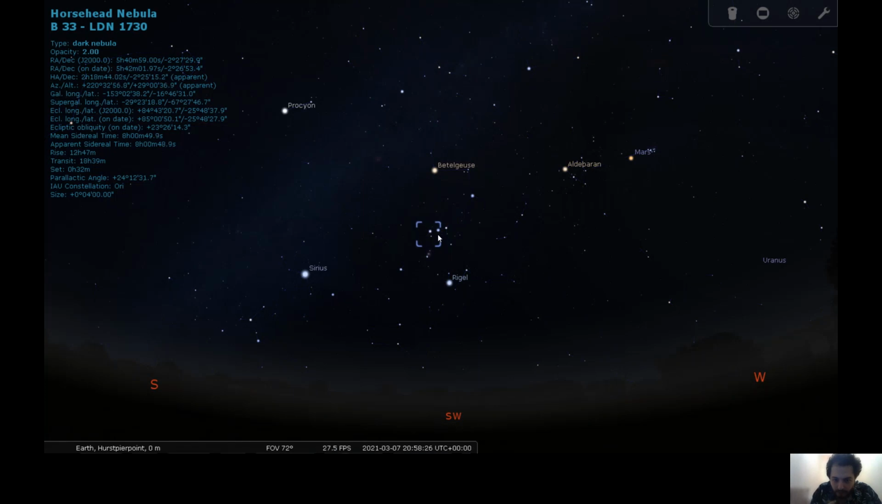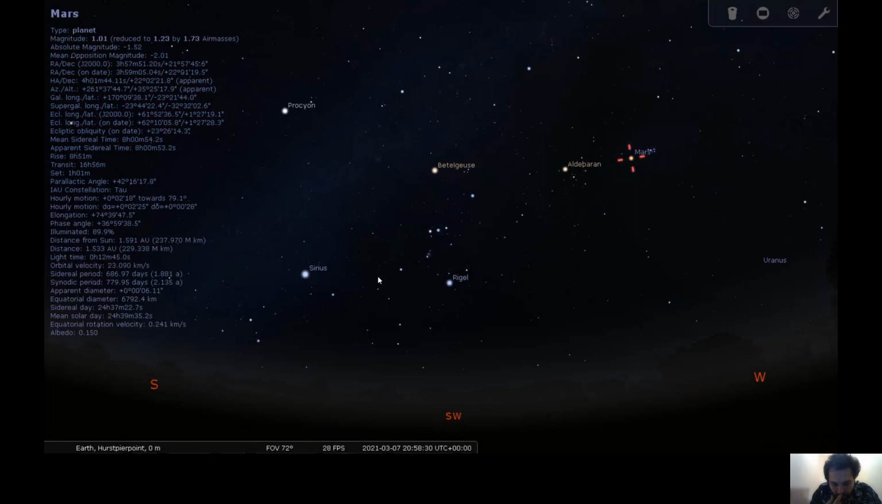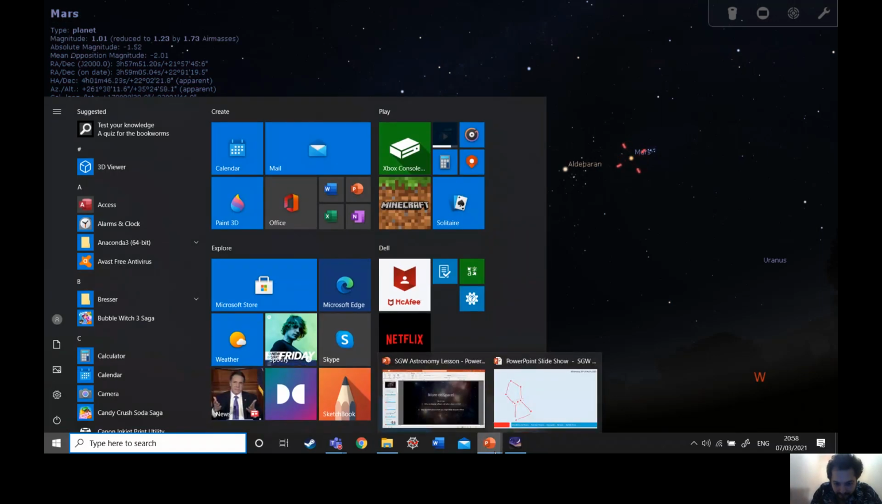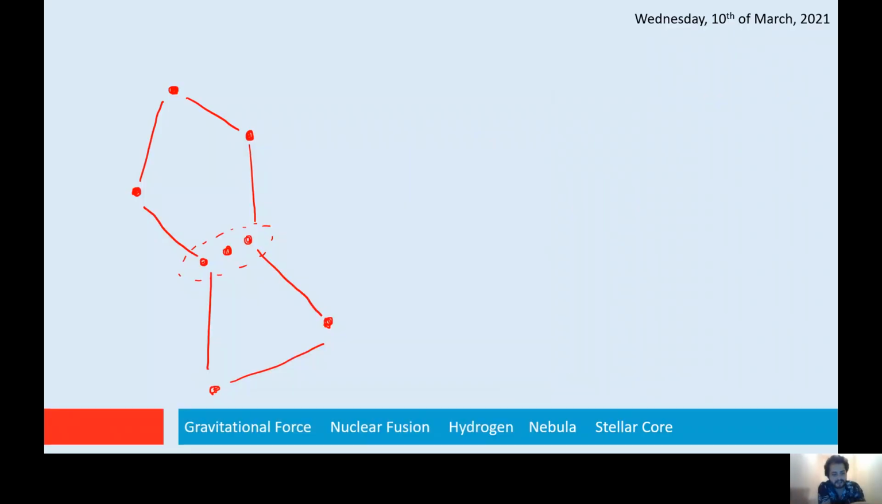Also, you can follow Orion's belt upwards and you'd find Mars. I won't focus on that for now. If you want to know how to find planets, talk to me when we get to school. So what you can do is find just below Orion's belt, with a telescope, a sort of fuzzy blob.